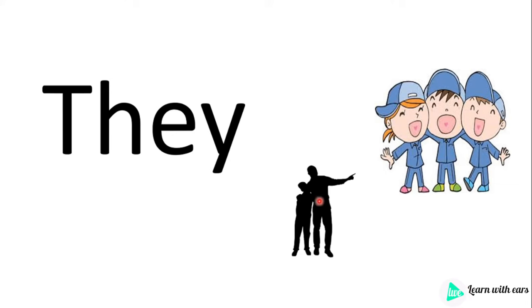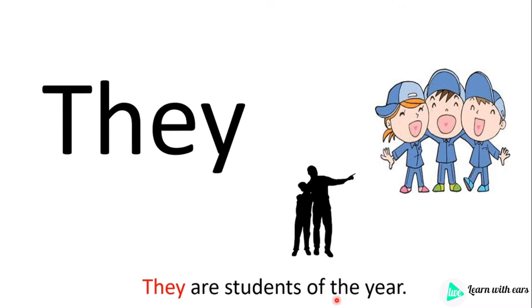Okay, so a speaker is speaking. Speaker is the first person. Speaker is speaking, listener is listening, and they are talking about a third person. So speaker is the first person, listener is the second person, and they are talking about the third person. Okay, so first, second, third person plural. They means plural, many. When we talk about many, we use they. They are students of the year.